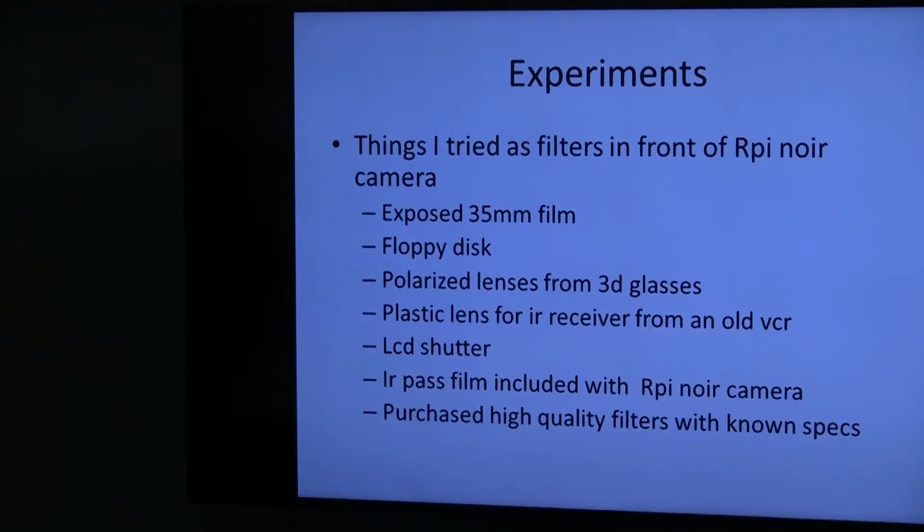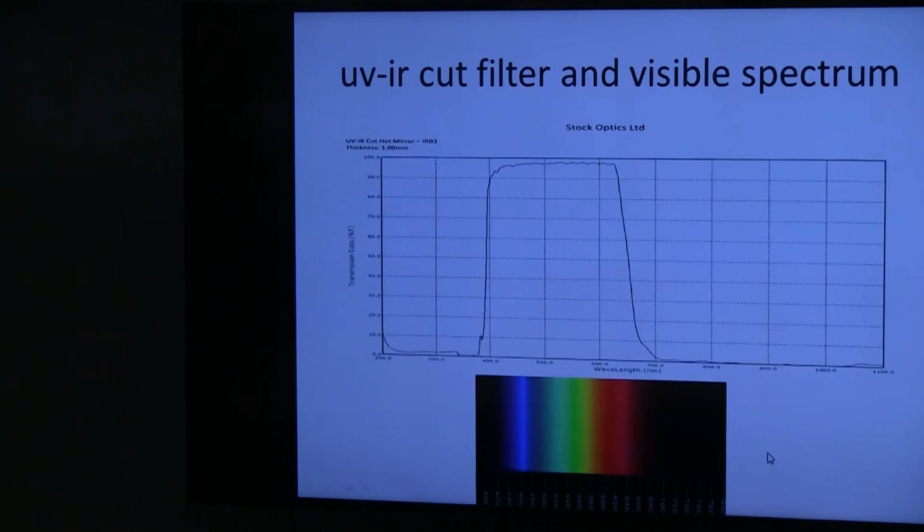The LCD shutter, Adafruit sells them. They stick them in keychains, and they're run by a little teeny row of solar cells, so it flashes on and off, either lets you see or blocks some image that's behind the LCD. IR pass film, there's a little piece of it that you get with the no IR camera. And then finally I broke down and purchased some decent lenses with known specifications. That's what I have in that filter switch now.